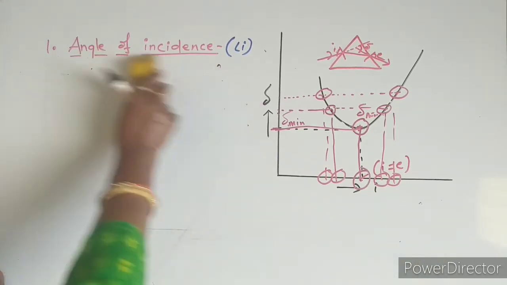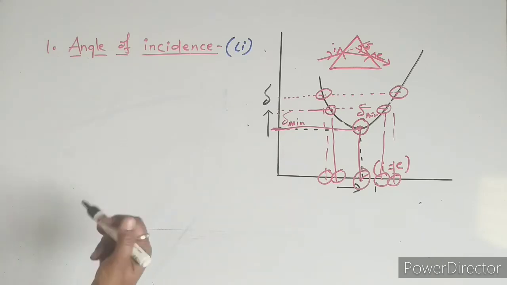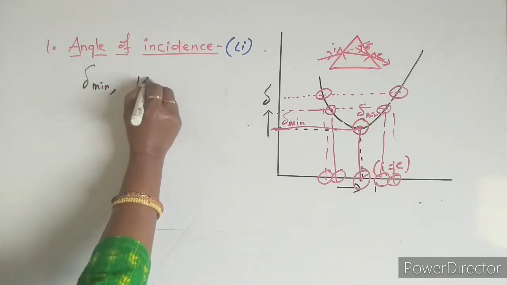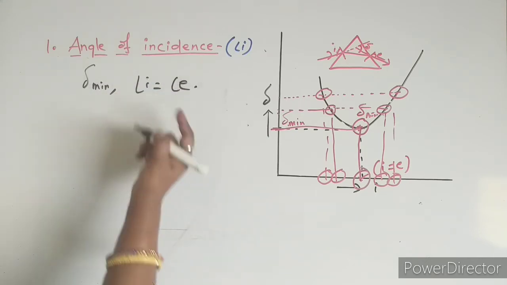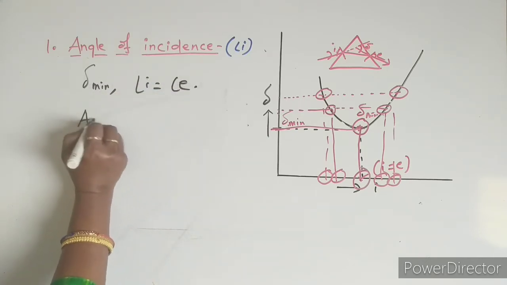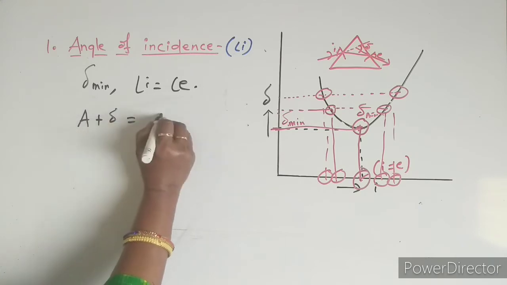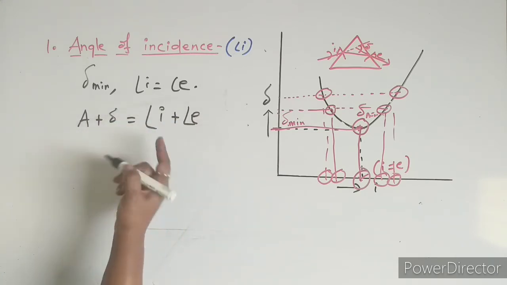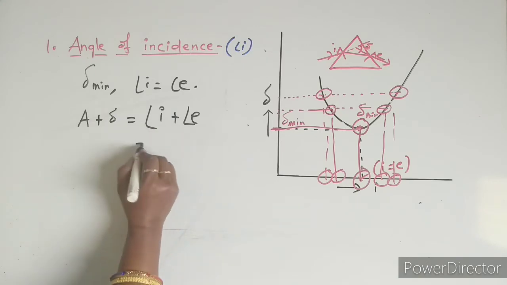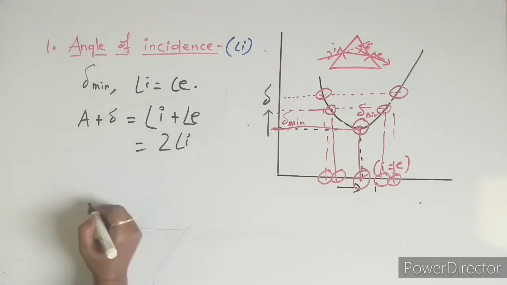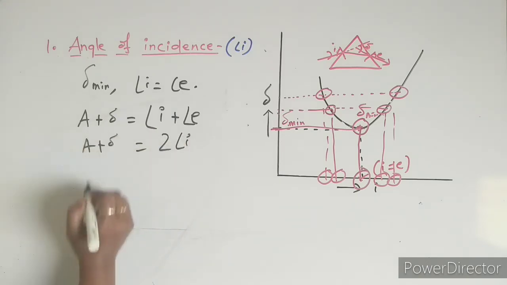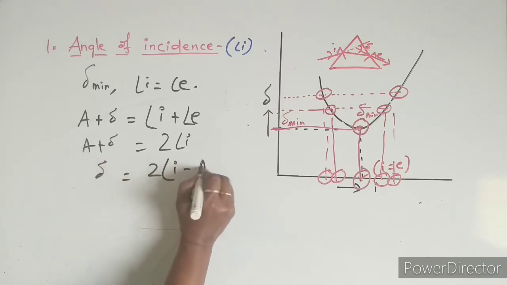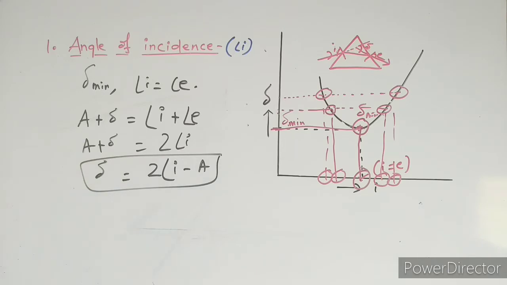Now, if I am getting the minimum angle of deviation condition, delta minimum, at the point delta minimum, I is equal to E. So we had A plus delta is equal to I plus E. This is the formula we had. If I is equal to E, I can take 2I here, A plus delta. So delta equal to 2I minus A. This can be the formula.